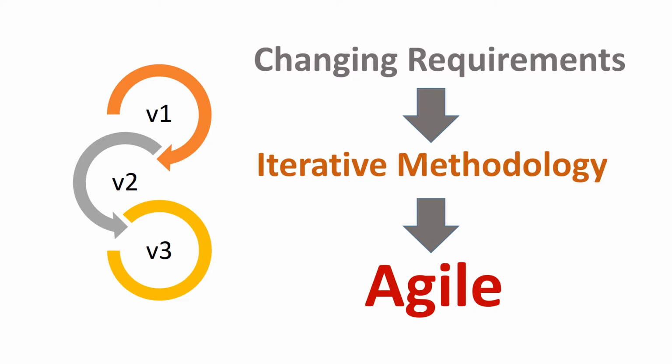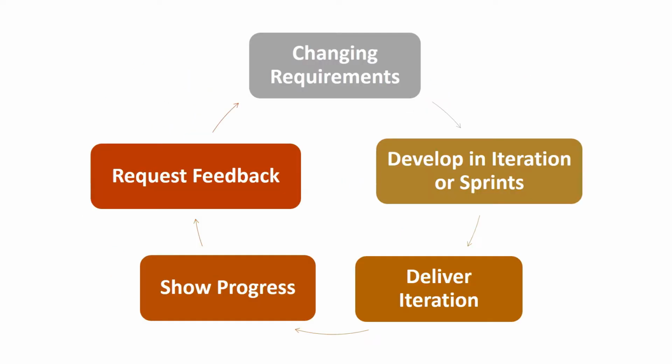which became known as Agile software development methodology. Agile methodology accommodates rapidly changing requirements by developing the software in iterations or sprints and delivering each iteration of the software to the customer to show progress and request feedback. Agile methodology offers flexible development, early delivery, and continuous improvements.